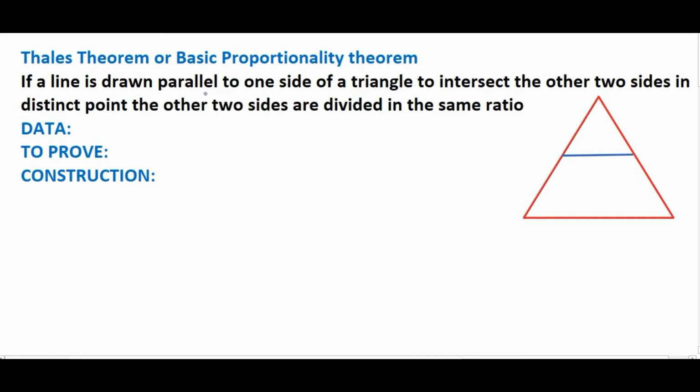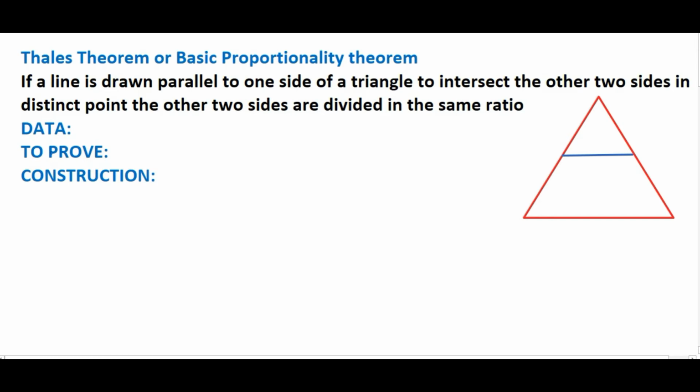To prove the theorem, first we need to draw the figure. Second step is to write the data. Third step is to prove, and the fourth step is construction, and finally we need to write statement and reason, and this is how we'll be proving the theorem.